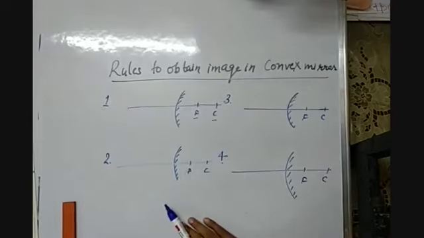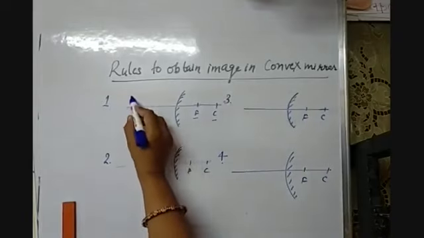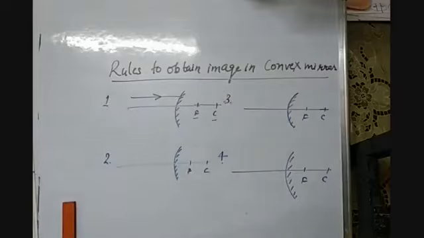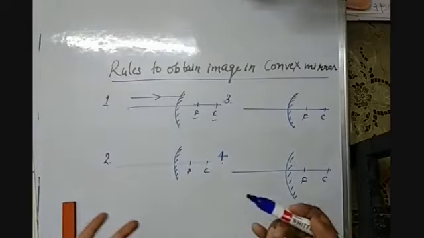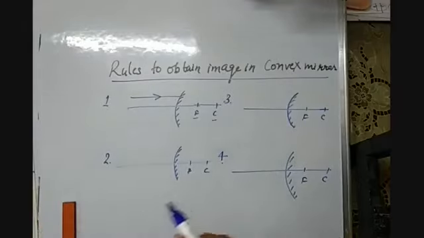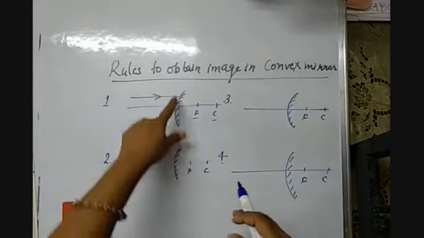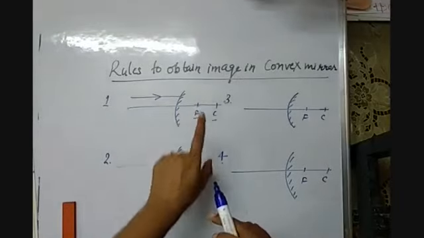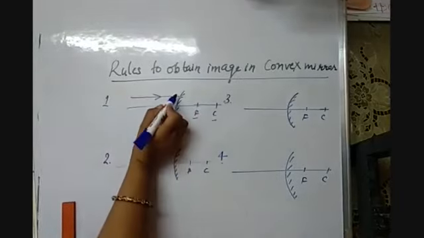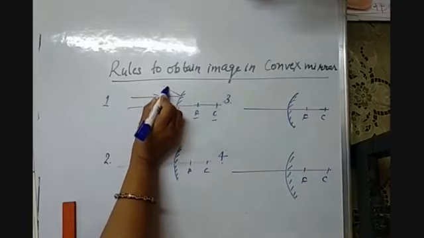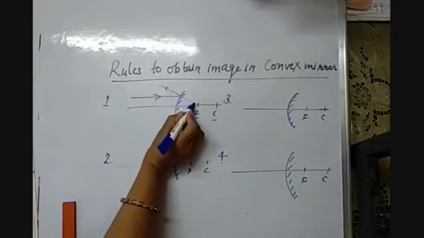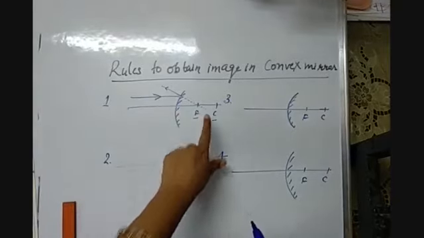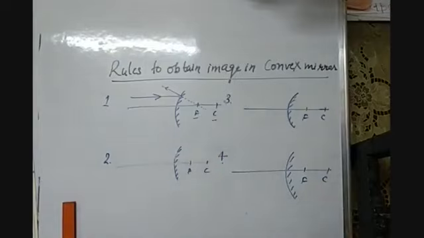Here also we have the same 4 rules. The light ray, when it is incident parallel to the principal axis, will pass through the focus. But as we all know this is the reflecting surface, it will not allow the light to pass through the focus. So what will happen? The light ray will get reflected in such a way that when we retrace it back, it will appear to come from the focus. So this is how it happens.